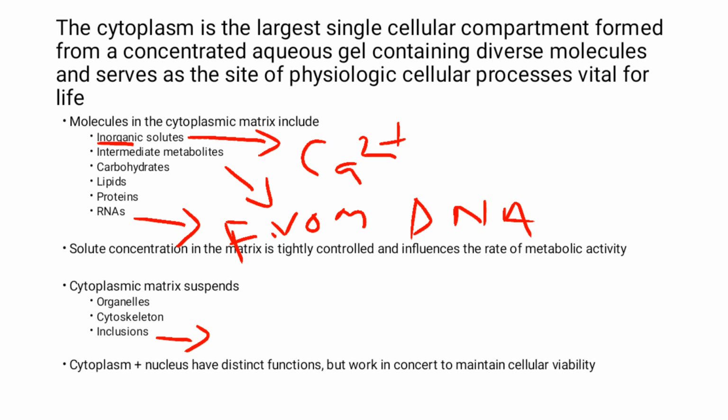The cytoplasm and nucleus have distinct functions. So they don't do the same thing, but they work together to maintain cellular viability. So if you have cytoplasmic disease, it will affect nuclear viability. And if you have nuclear disease, it will affect cytoplasmic viability. A cell cannot run without these two being healthy.